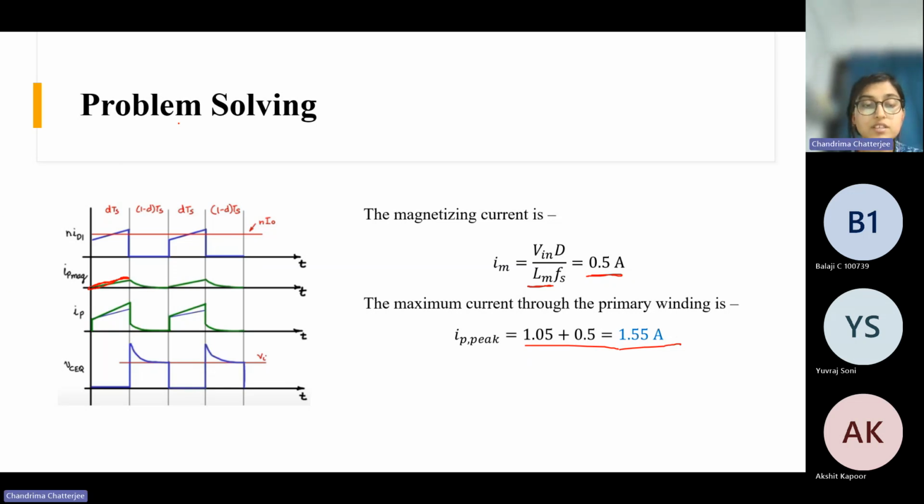So this point is 1.55 ampere. Okay. This is 1.55 ampere.